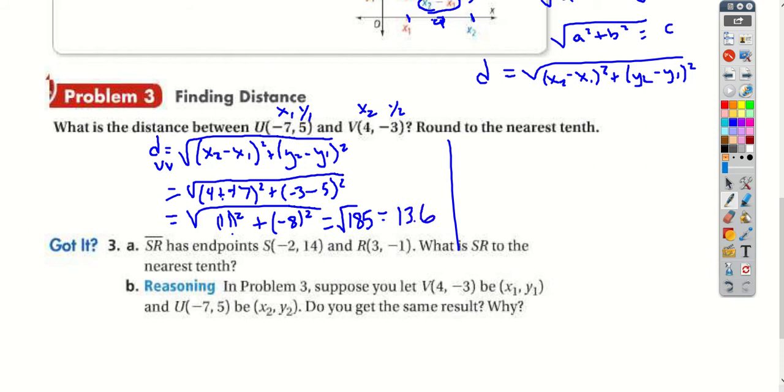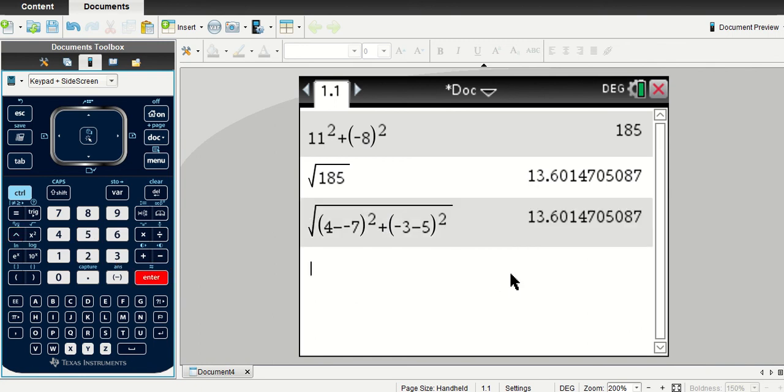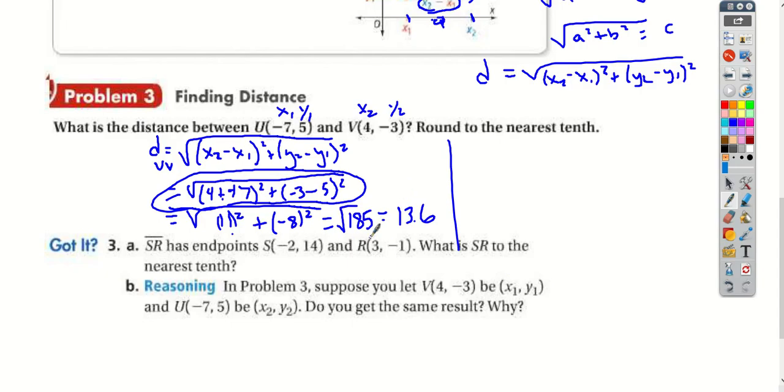Now, normally what you could do is just type in this stuff right in your calculator and hit enter. So I would normally go square root, okay, parentheses, right, 4 minus -7, so there's my +7, okay, squared, plus, and then we're going to get -3 minus 5, so -3 minus 5, and then squared. And there's my answer, okay? So that's normally what I would do just to shortcut that.